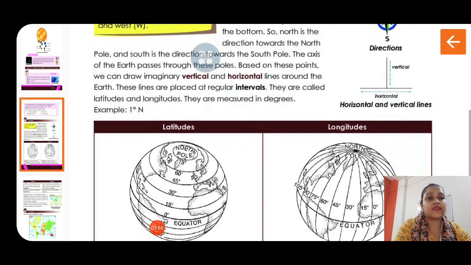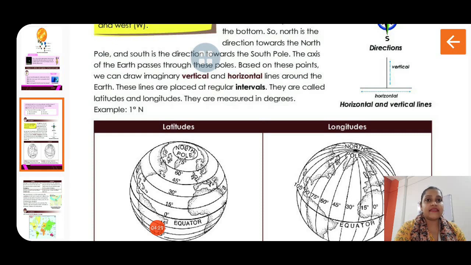And what are latitudes and longitudes? Some imaginary lines, children, are drawn through the earth. These are not real lines. These are just lines drawn because it helps human beings in many ways. They are just imaginary lines. The human mind has imagined them and they are drawn. They are not really present on the surface of the earth.